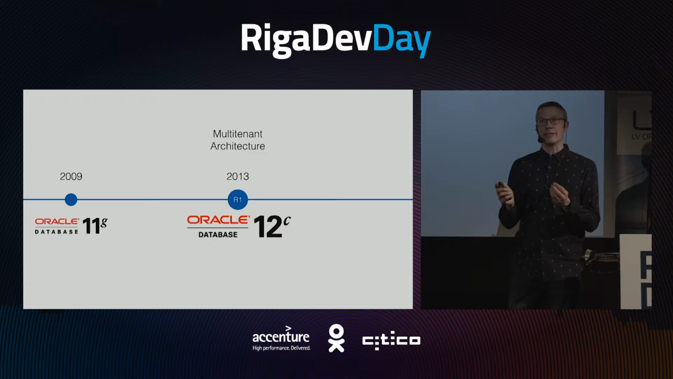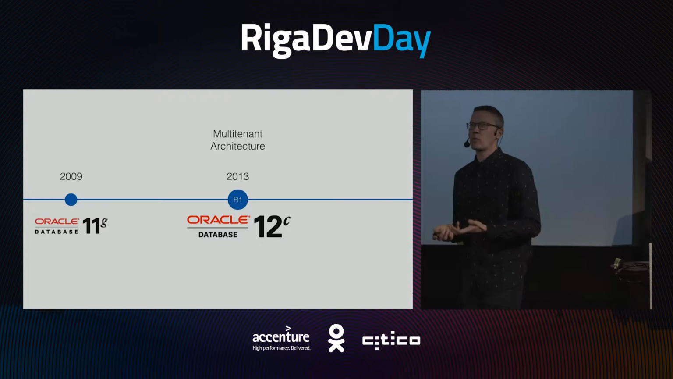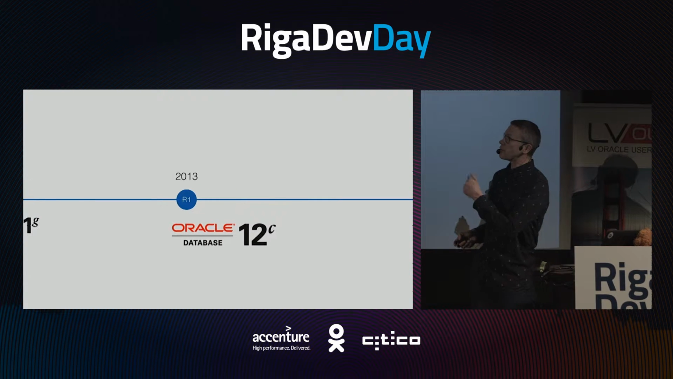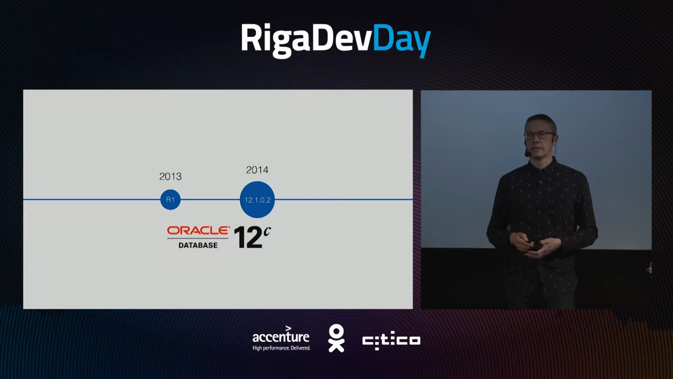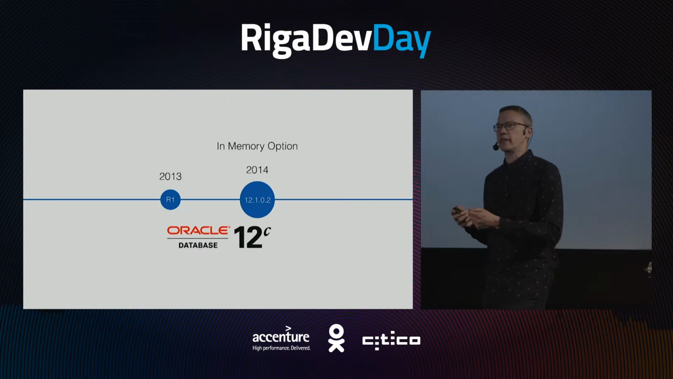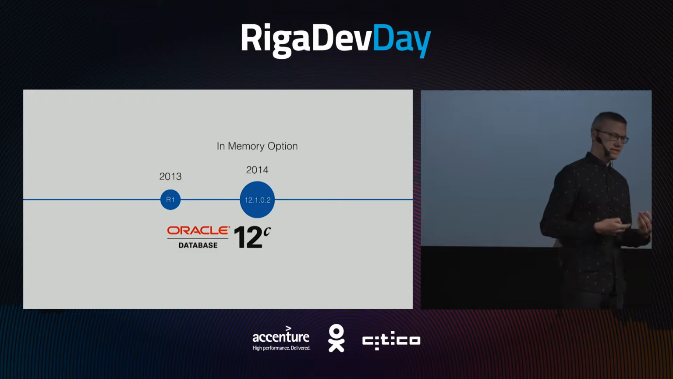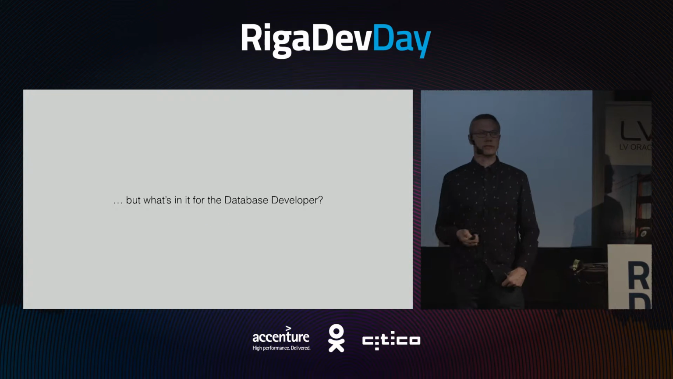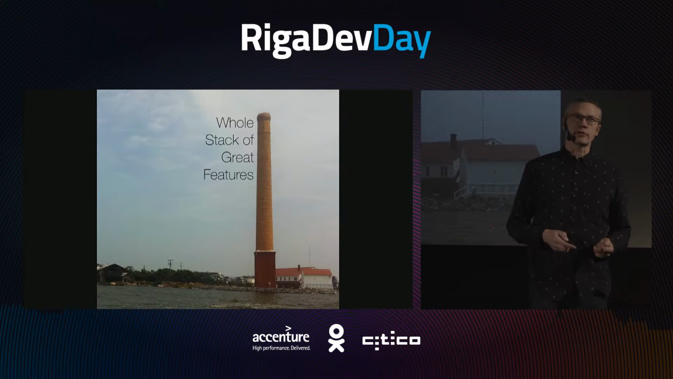Very cool stuff, very interesting, but I'm a database developer, so it wasn't that exciting to me. It's exciting, but not from my perspective. So in 2014, they did a patch release, and the biggest key feature in that one was the in-memory option. Very cool, very fast in query performance and that kind of stuff. But as a database developer, I was like, it's all nice, but it sounded more like a DBA kind of thing. So I was wondering, what's in it for the database developer? So I started digging into the documentation and everything, and it turned out there's a whole stack of great new features in there.